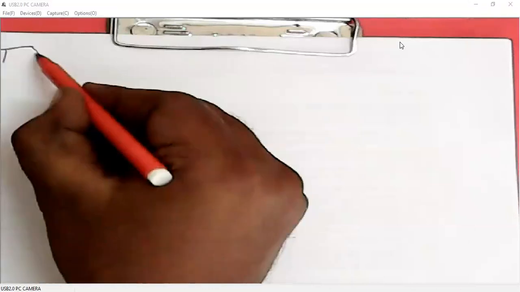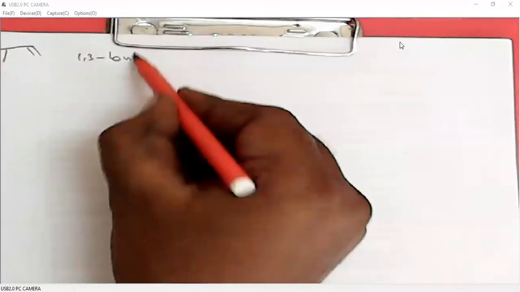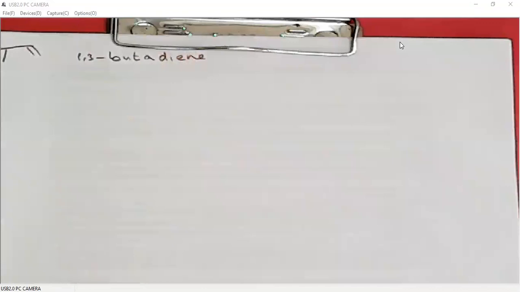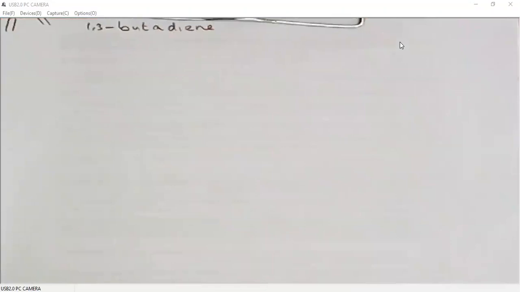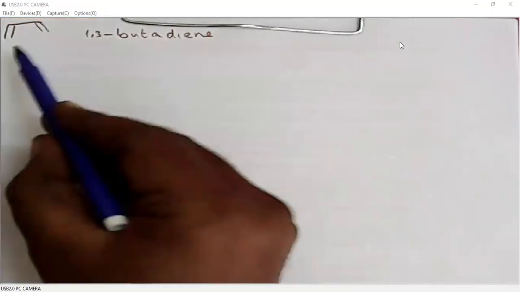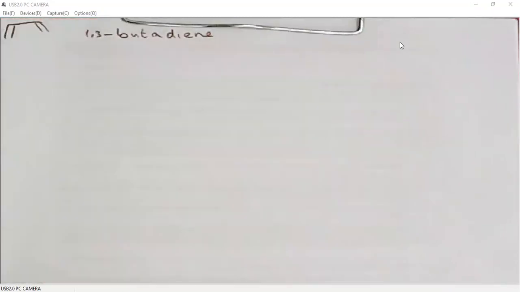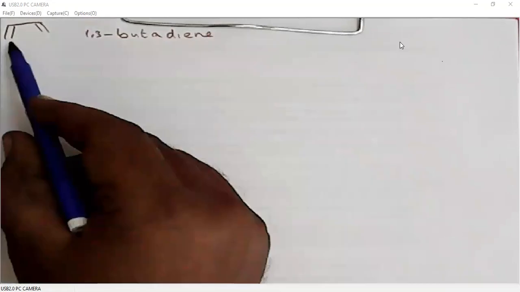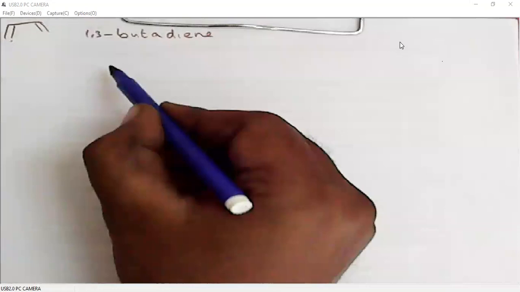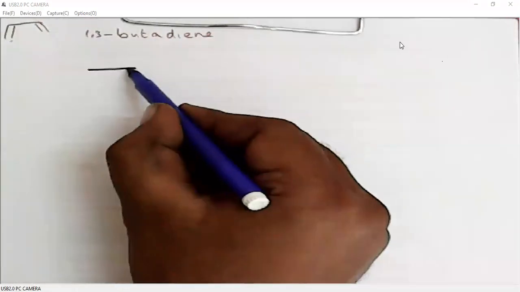This is 1,3-butadiene. So now we will see the molecular orbital diagram for this. Because we have 4 carbons in this molecule, which will contribute to the molecular orbital formation. Each carbon will contribute 1 p orbital, so altogether 4 atomic orbitals are involved in molecular orbital formation. So we must have 4 molecular orbitals.